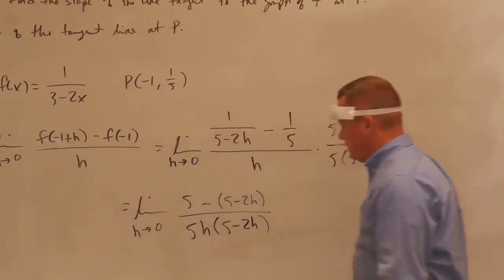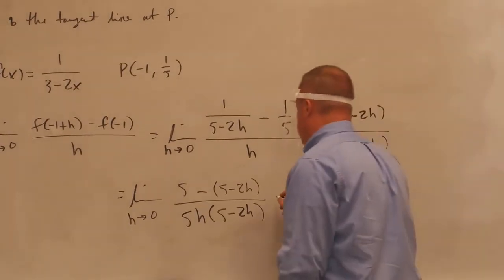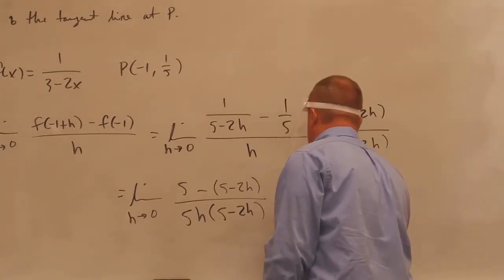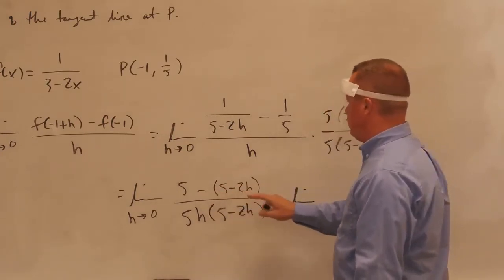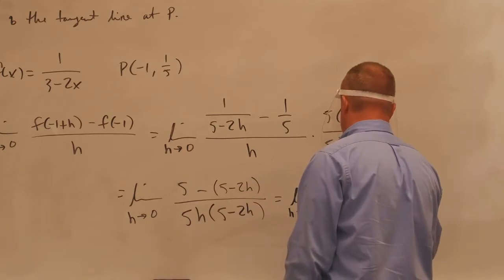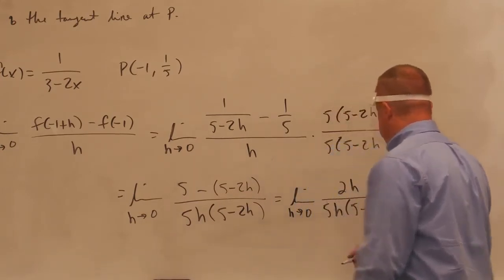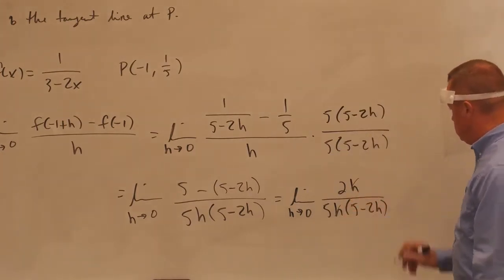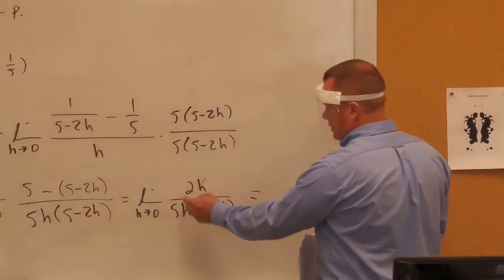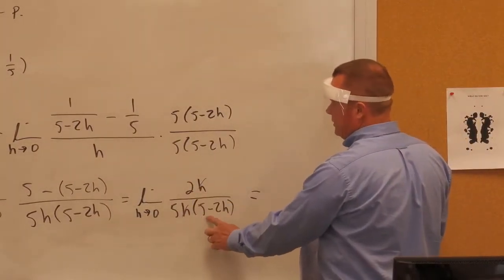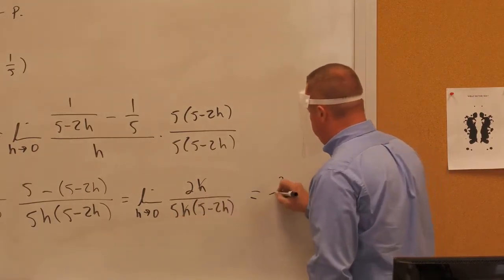So I've got that. Okay. So what does that give me? That then now will give me 5 minus 5 is 0. Negative 1 times negative 2h will be 2h over 5h, 5 minus 2h, and now the h's will cancel. So now I can evaluate it. Now I don't get 0 over 0. So I have 5 minus 0, so that's 5. 5 times 5 is 25. 2 over 25.